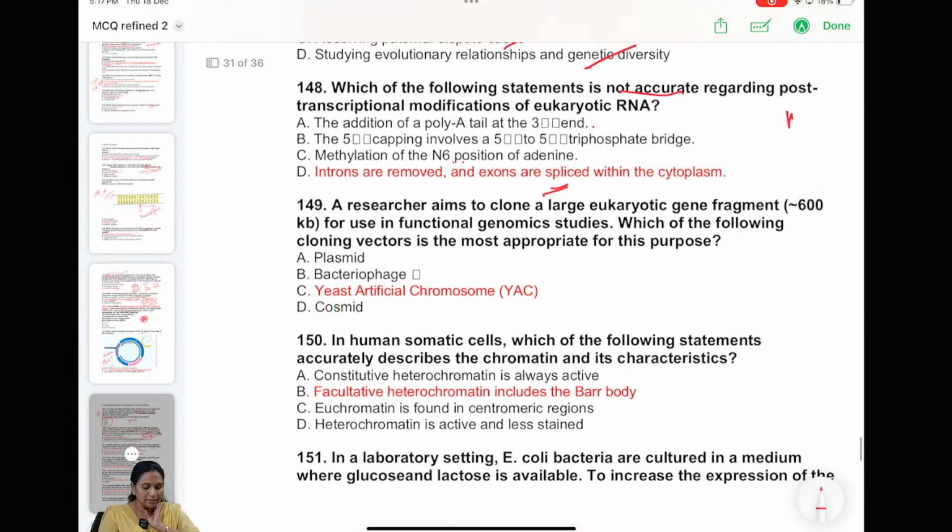Okay, next: a researcher aims to clone a large eukaryotic gene fragment for use in functional genomic studies. Which of the following cloning vectors is the most appropriate for this purpose? To clone a large eukaryotic gene fragment, yeast artificial chromosome is needed. If it is 600 kb, then yeast artificial chromosome is needed.